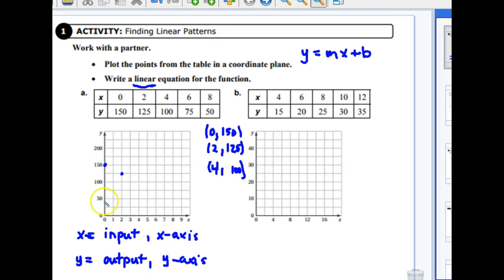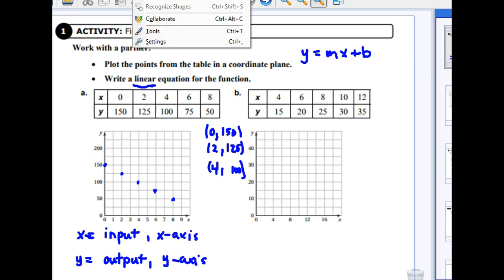My next one is 4 and 100. So I find my 4 on the x, I go up to my 100, and I put a point there. You should be graphing this. My next one is 6 and then 75. So 6 is x. Go up to 75, and there's my next point. And my last ordered pair is 8 and 50. So I go right to my 8 and then up to 50. And then I'm going to connect them.